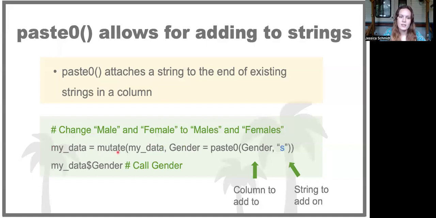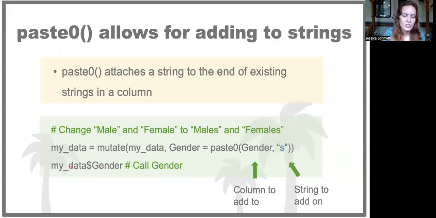my_data equals mutate my_data. So we're mutating the my_data data set and overwriting it. gender equals, I'm overwriting the gender, paste0, gender, comma, and then in quotations, "s". So I'm adding the string of just s onto the gender column. The whole gender column of my data will be like it is, but it'll have an s added on the end. Pretty neat. And the zero in paste0 just indicates that we don't want any space between them. So it's not going to be "male s", it's just going to be "males" with the s at the end.